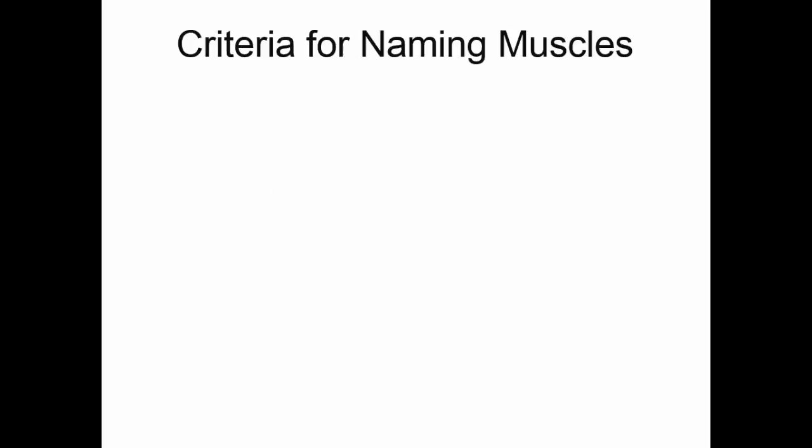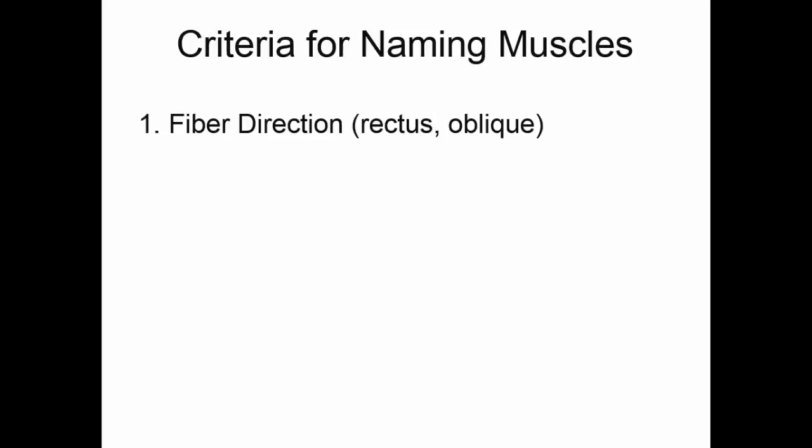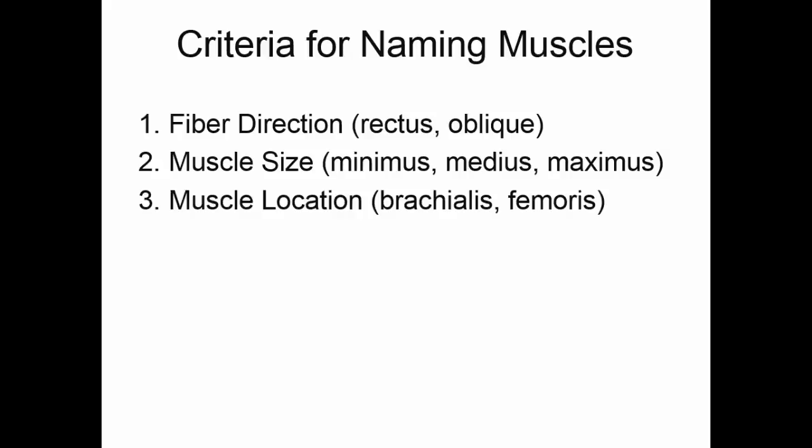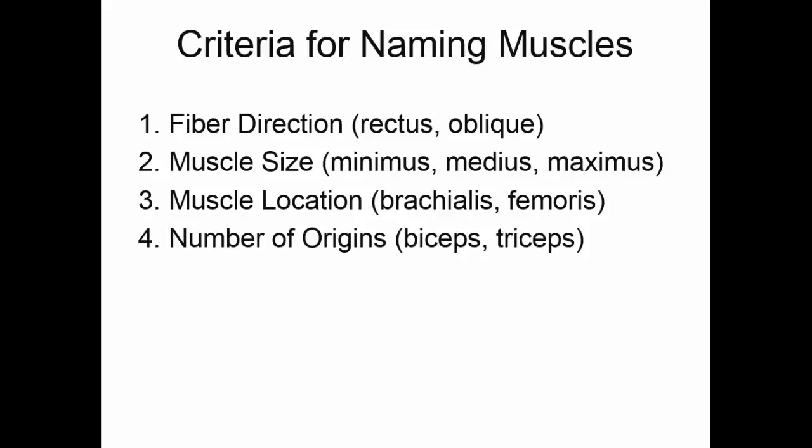There are several criteria that are used when we are naming muscles. One is the direction of the fiber. If rectus is in the muscle name, it means the fibers run straight up and down. Oblique would mean the fibers run diagonally. Another is muscle size. We talk about minimus, medius, or maximus muscles, indicating that they're small, medium-sized, or large. The muscle location is always helpful. If there is something in the name that tells you where the muscle is, like brachialis, you would figure that one's in the arm. Femoris, that would be in the thigh somewhere. Also, we can use the number of origins or heads. Biceps would have 2 origins, triceps would have 3 origins.